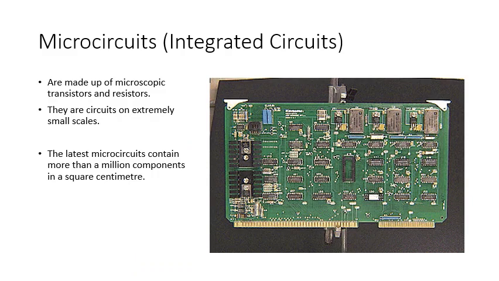So microcircuits, this is a really nice picture of a microcircuit. They're made up of microscopic transistors and resistors. So we see transistors and resistors in here. These are circuits on extremely small scales, and people who work on microelectronics need to look at these circuits under a magnifying glass. And the latest microcircuits contain more than 1 million components in a square centimeter, so it's quite sophisticated.